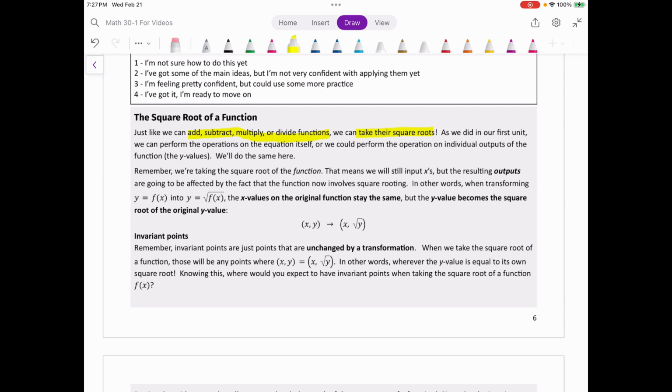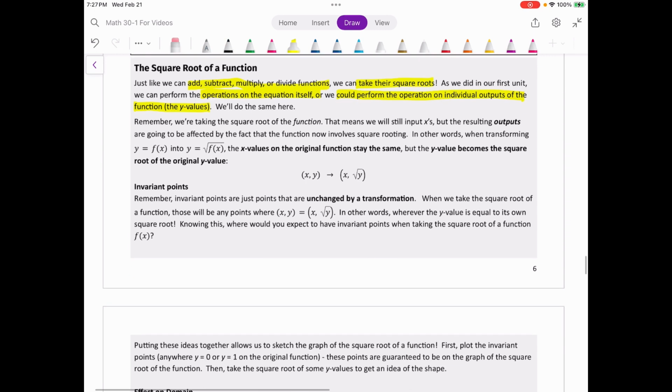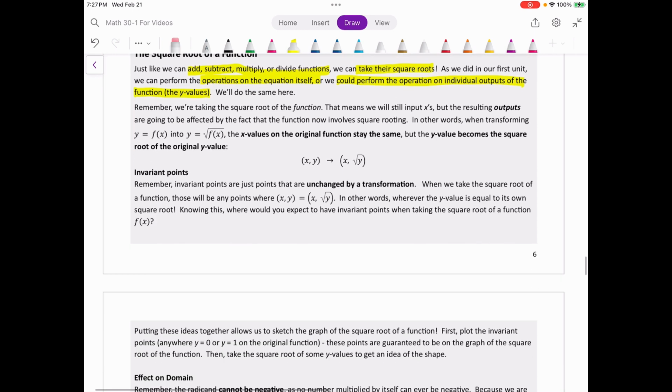So just like in that first unit, we can perform the operations on the equation itself, or we could perform the operation on individual outputs of the function, right? The y values, because y is f of x. The value of the function is just what y is at a given x input. So we're going to do the same thing here. Remember, we're taking the square root of the function. So we still input x's, but the resulting outputs are going to be affected by the fact that the function now involves square rooting.